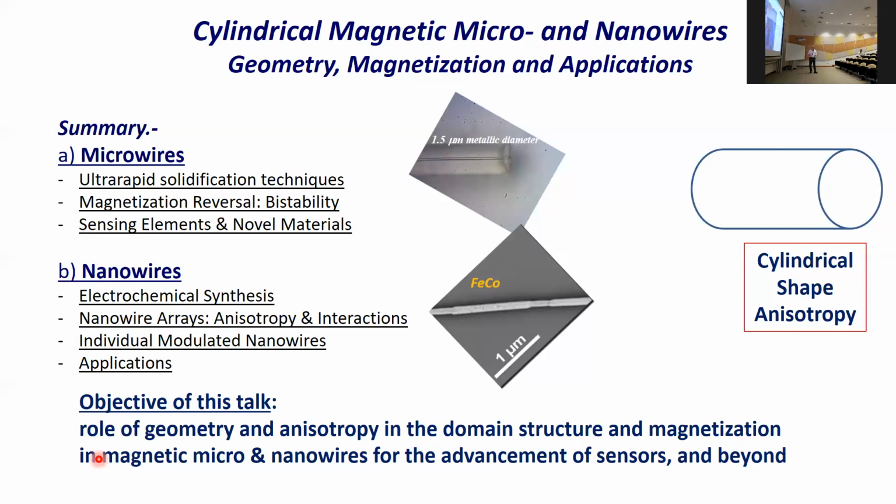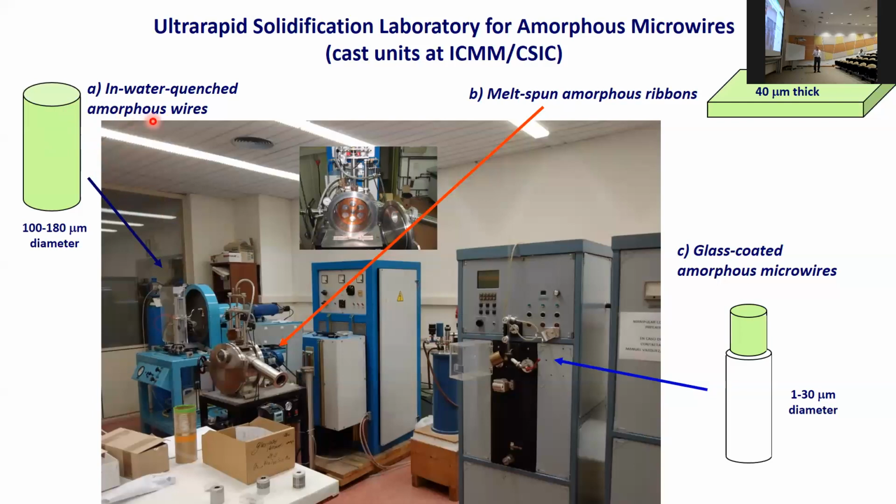So this is a photo of the laboratory in Madrid for the fabrication of the microwires. These are ultra rapid solidification processes to prepare amorphous microwires.